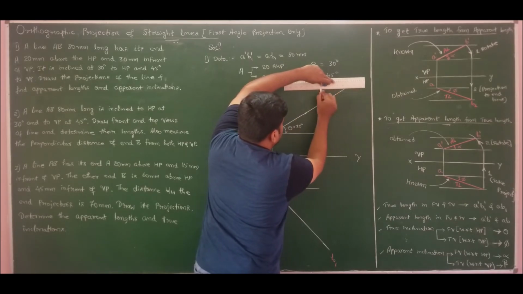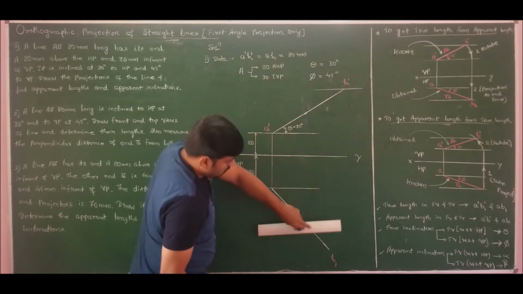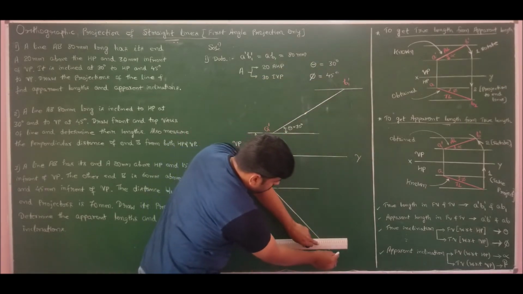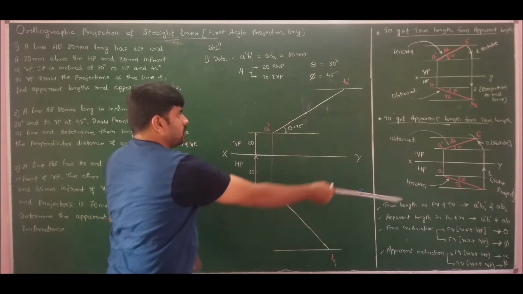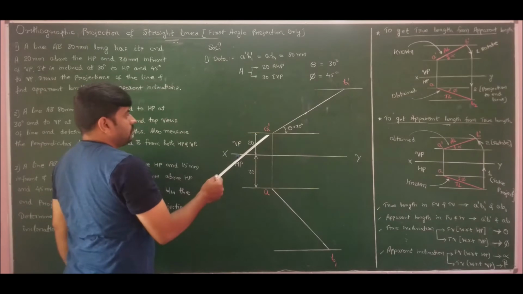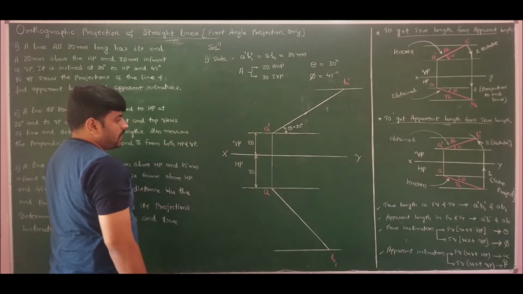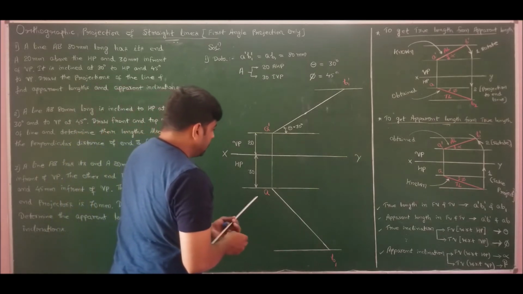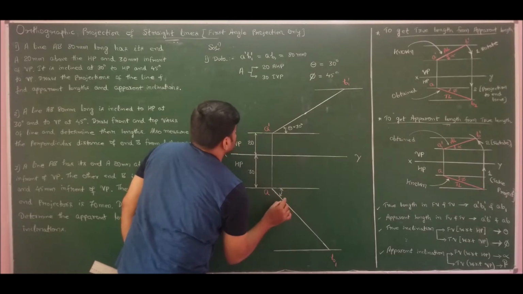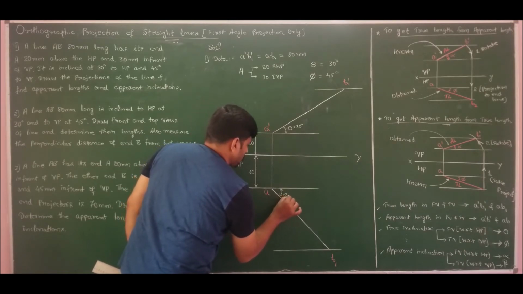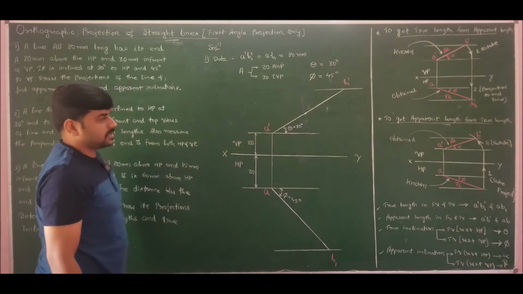Now I can fix the locus of B dash and the locus of B. So we got four loci: of A dash, B dash, A and B. What I have marked is the true length 80 mm at angles theta and phi known to us, which is 45 degrees. So this is the given data for us.